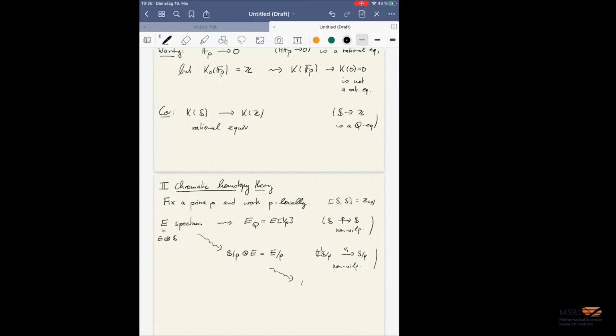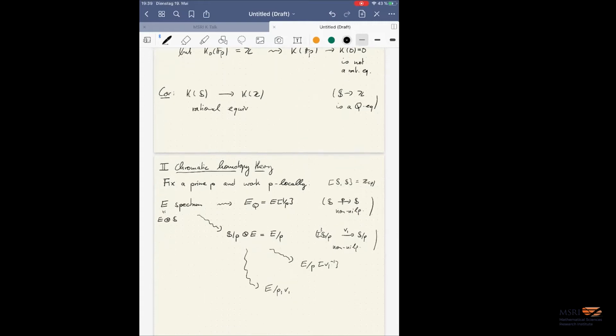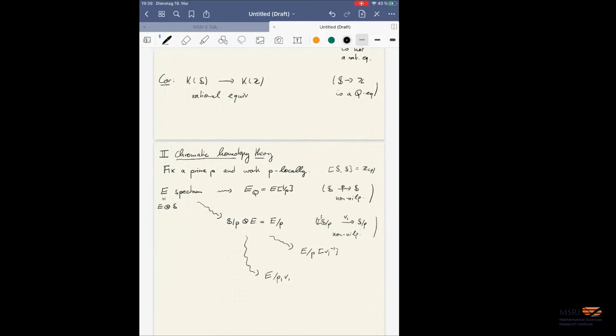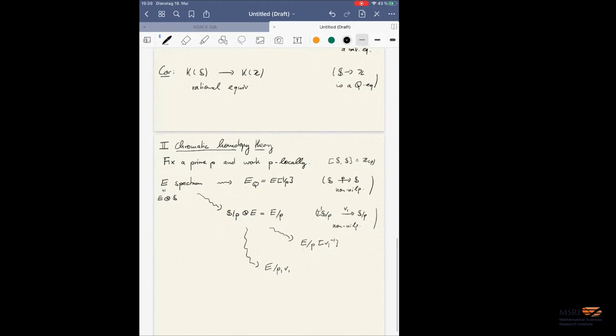So I have now two possible things I can do. I can invert V1, or I can quotient out by V1, in the sense, take the cofiber of the map V1 on the sphere spectrum mod P. Okay, and so this map V1 was already known to Adams, but it's a very non-trivial theorem by Hopkins and Smith that actually this procedure can be extended indefinitely.